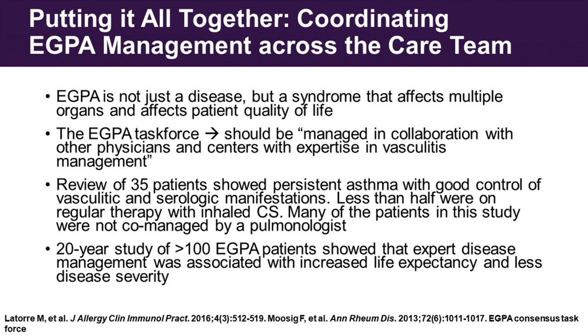There was a group of 35 patients whose vasculitis was really well controlled, but they were having chronic asthma symptoms and chronic pulmonary symptoms. And they found that half of these patients were not on an inhaled corticosteroid, which we should know is kind of standard for somebody with persistent asthma. And most of them weren't managed by a pulmonologist. That's because a lot of times once they get this diagnosis, they're sort of pigeonholed into one provider that's their main person, and that's fine to be their main person, but collaborating with other specialties is critical in terms of really making sure we're controlling all their manifestations.